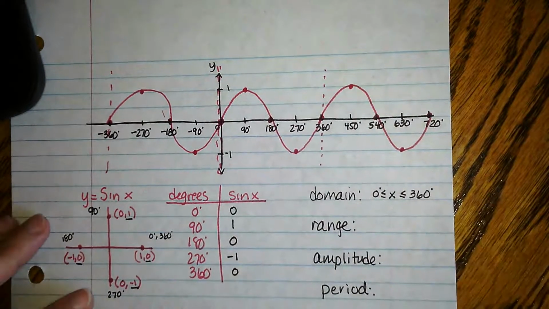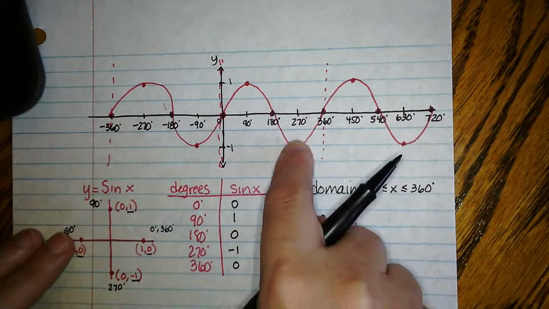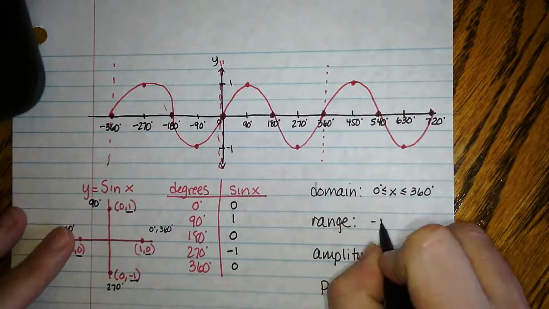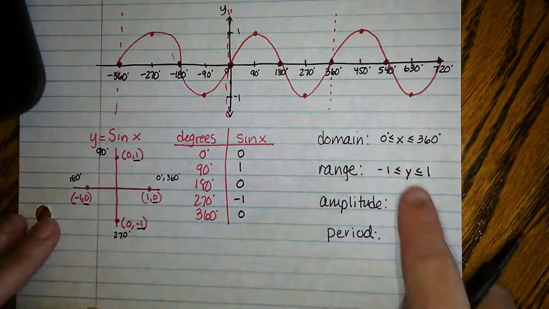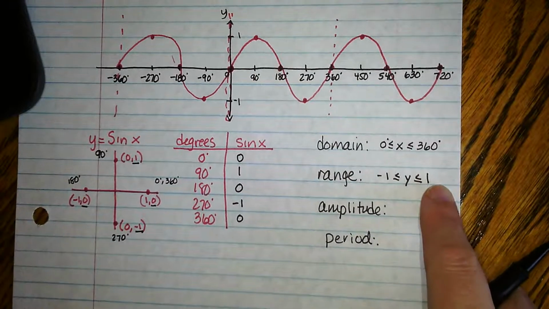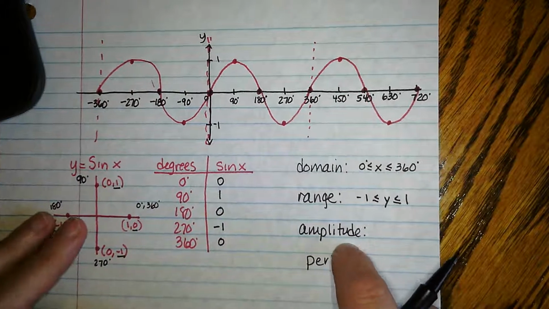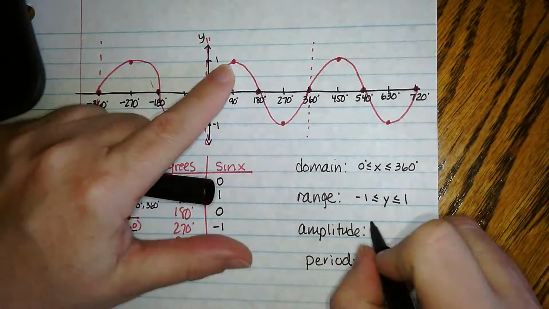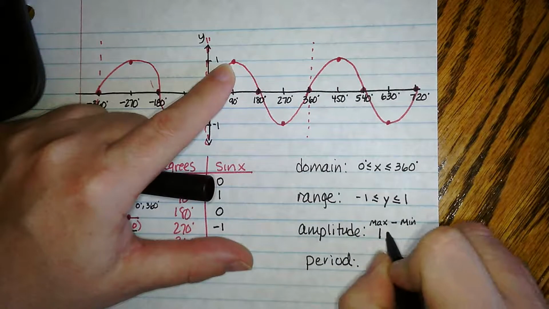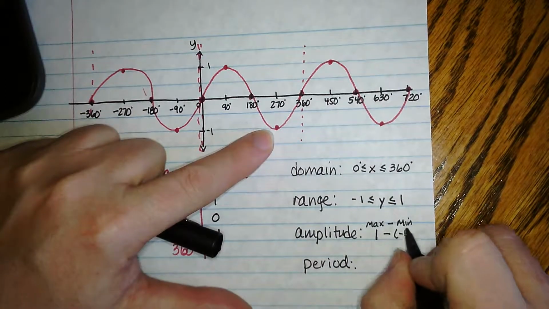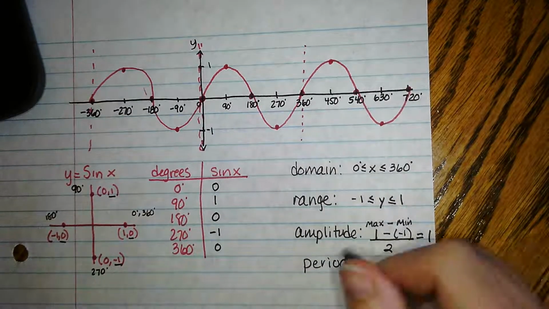In degrees. And then for our range, we go bottom to the top, and the bottom value is -1 and the top value is 1. These are not in degrees. This represents a height. The amplitude. Remember, amplitude is our max minus our min, divided by 2. So our max is 1 minus our min, which is -1, all over 2. So this is 2 over 2, which is 1. So the amplitude is 1.